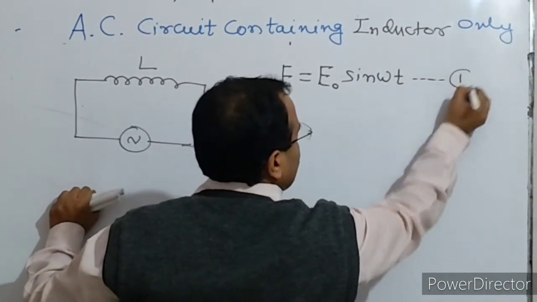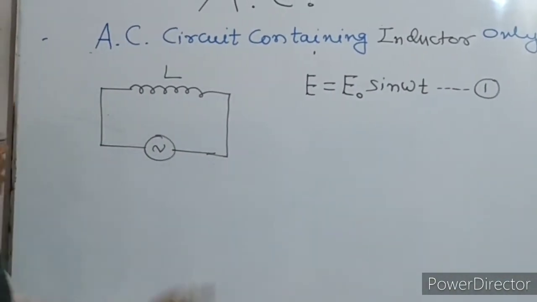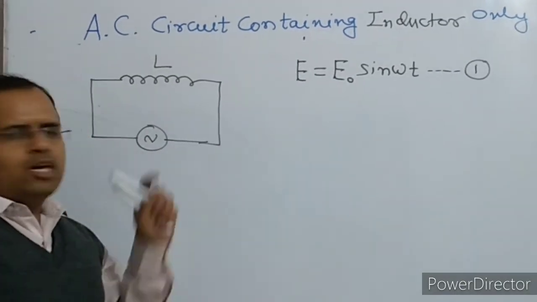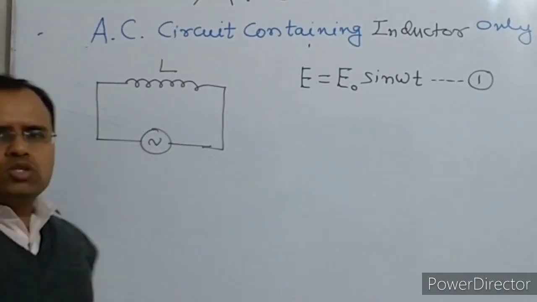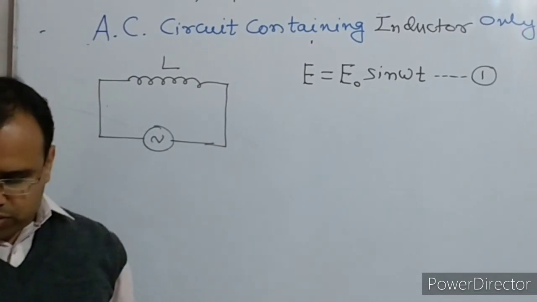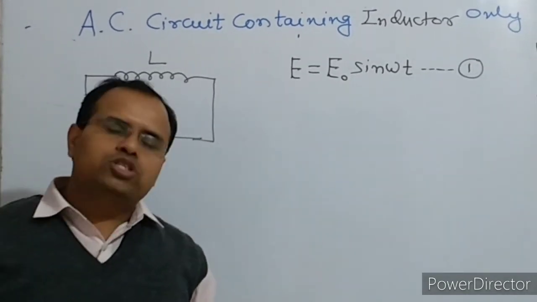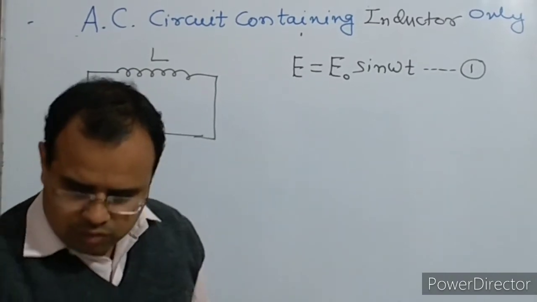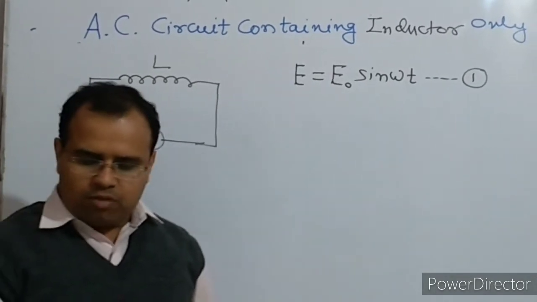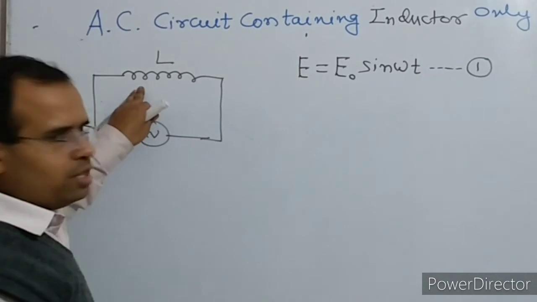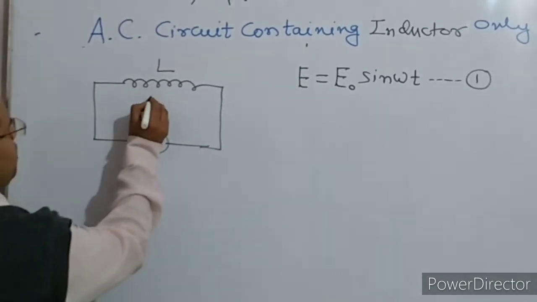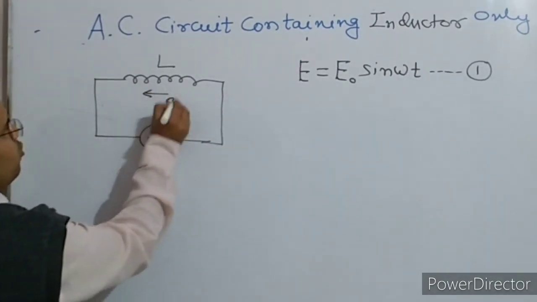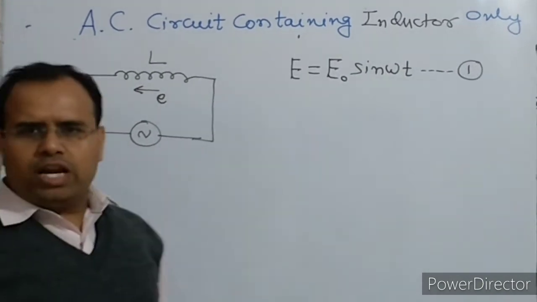This is, say, equation number 1. Now when this alternating EMF is applied here, definitely the value of the current in the circuit would change. Because of this change, an EMF is generated in the inductor, and this EMF is generated in such a manner that it opposes the change in the value of the current.